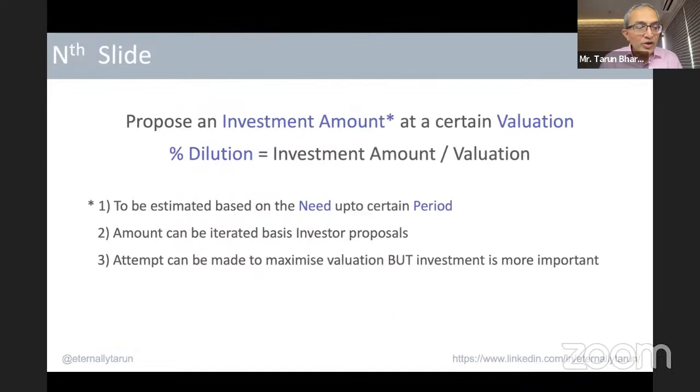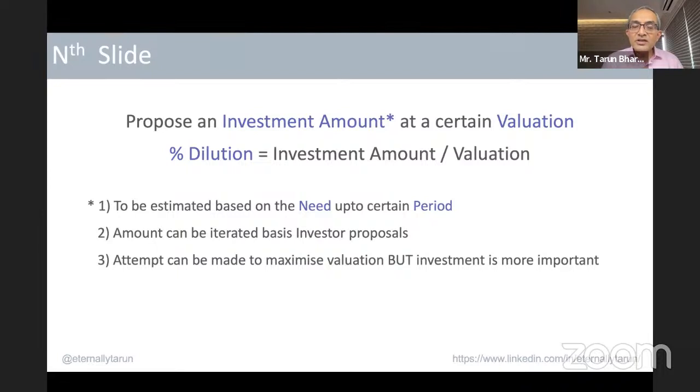Okay, so moving on. As I mentioned, let's start with the end game. What is it that we are trying to do? We want to propose an investment amount at a certain valuation, and we are saying that we want to dilute to a certain extent. Let's say I say that the value of my company is $1 million, because of XYZ reasons I want to raise $100,000, and therefore I want to dilute to an extent of 10%.